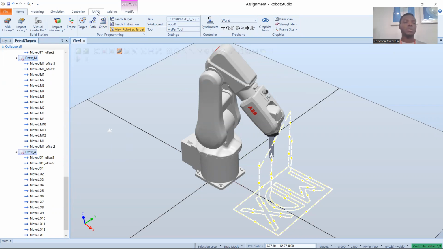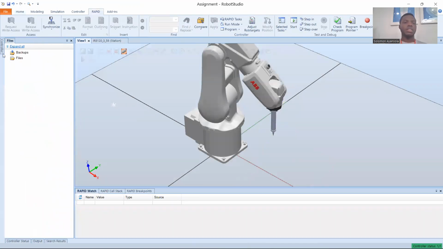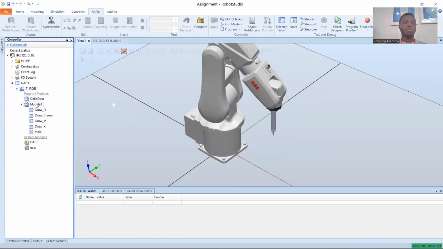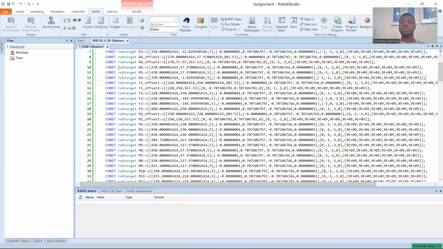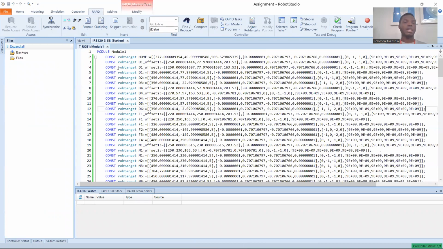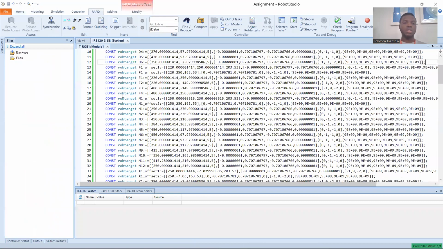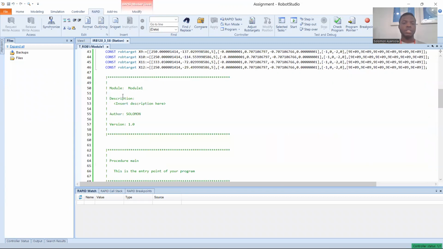So when we go back to my program, we'll see that all the targets are constant, and that is because it is assumed that the work object is not moving. The work object is fixed, and that is why I used constant for all my targets.